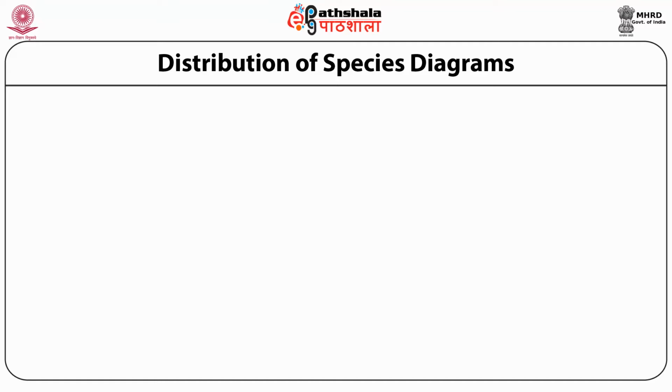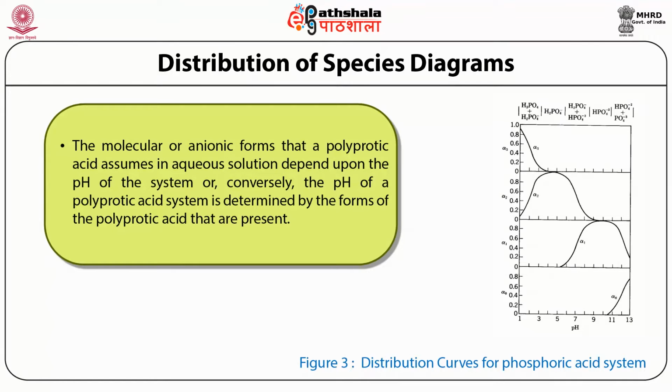Distribution of species diagram. The molecule or anionic forms that a polyprotic acid assumes in aqueous solution depend upon the pH of the system, or conversely, the pH of a polyprotic acid system is determined by the forms of the polyprotic acid that are present, as shown in figure 3. In figure 3, distribution curves for the phosphoric acid system are shown.